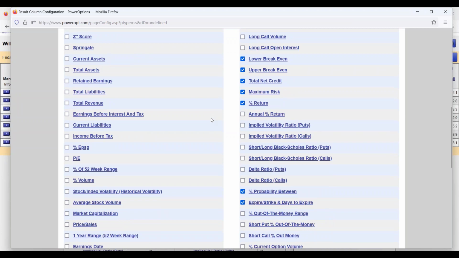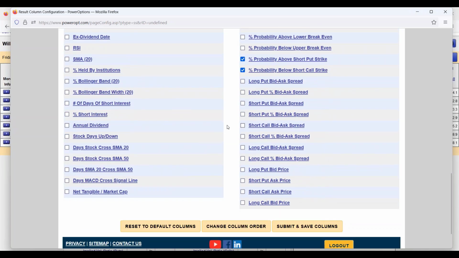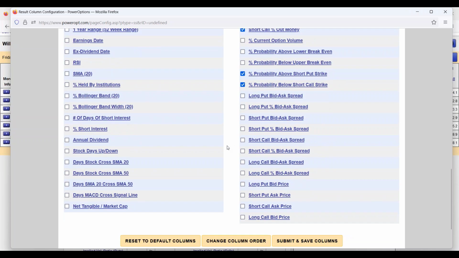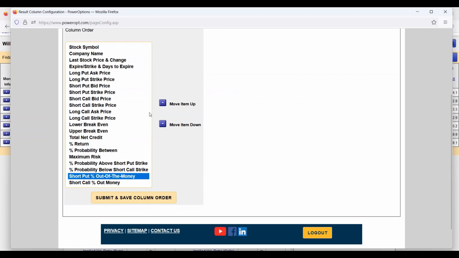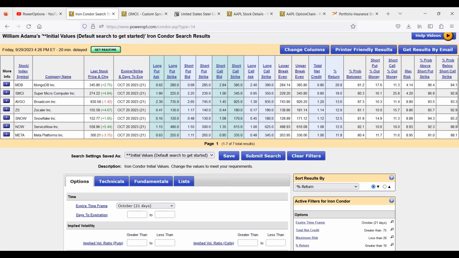I thought I had it in here, I guess. Oh, okay. Let me just do this here. I will just do an example. What I want is short call percent out of the money and the short put percent out of the money. And I'm actually going to change the column order, William, and I'm going to move them up to, I'm sorry, probability between. I want them next to that. That doesn't really matter, but I just want them closer to that. Okay, so let's go ahead and submit the save. Close the window. All right.